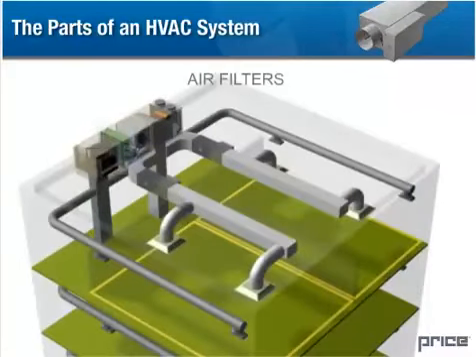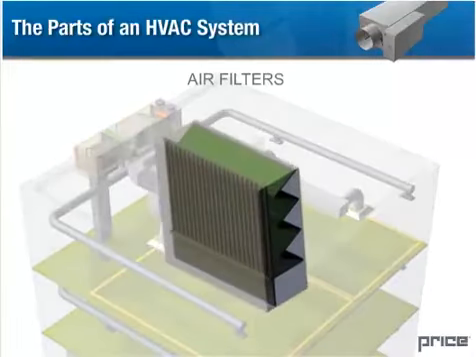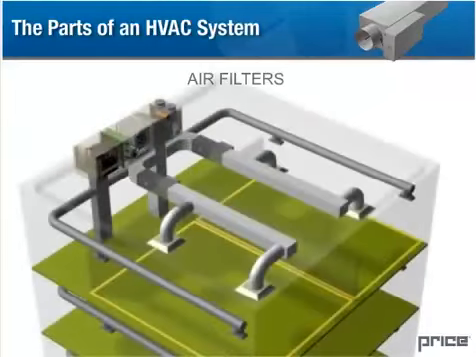Air filters. Depending on the requirements of the occupants and the activities in the building, various grades of air filters are used in the system. General purpose air filters will be included in the air handler itself, while more sophisticated filters, such as HEPA filters, may be used in the downstream ductwork.